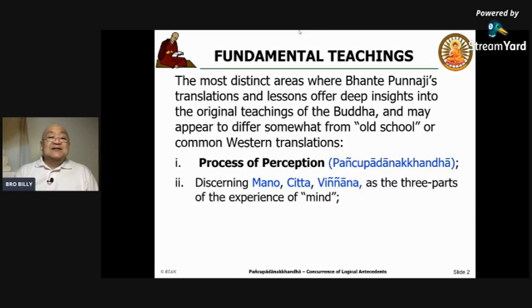Another area is that Bhante has very specifically, clearly and precisely discerned the difference between the three experiences of the mind. That is mano, which is the cognitive process of the mind; chitta, that is the affective process of the mind, commonly called the emotions; and vijnana, the perceptions produced in the mind. These are the 3 parts of mental experience we call mind.